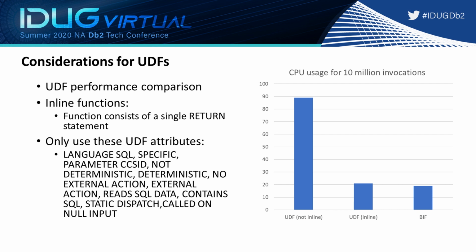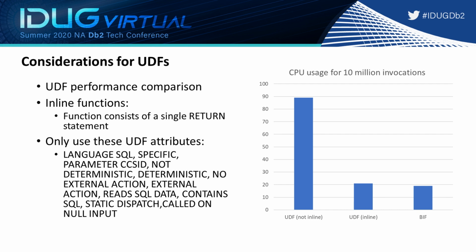During one of my tests, the very same algorithm took 90 seconds for 10 million invocations as a non-inline function, but only 20 seconds as an inline function. That's about the same time as 10 million invocations of built-in functions. One attribute is particularly interesting, called on null input. With this attribute, you tell Db2 that the function body needs to run even if one or more input parameters contain the null value. The alternative would be returns null on null input, which tells Db2 that if any of the parameters is null, the function does not need to run. Instead, Db2 can assume that the returned value will be null.